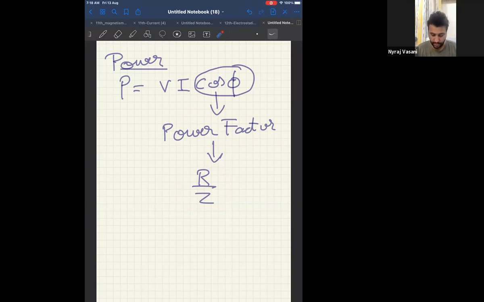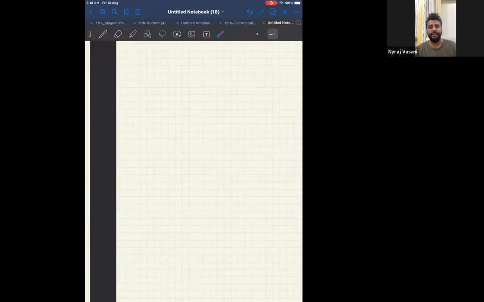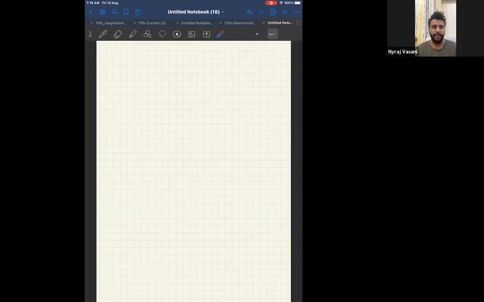Okay. Now, on page number 45, there is something called wattless current. See the side heading.